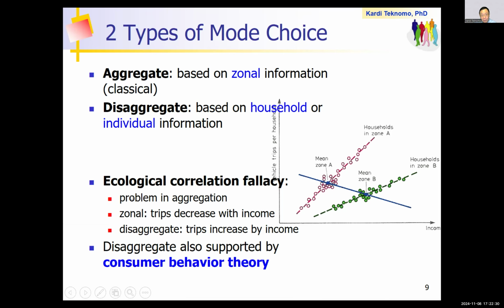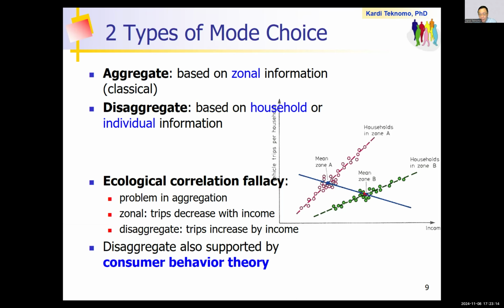This is what is called the ecological correlation fallacy. If you use trips on the zonal information, from one zone to another, you basically get the mean, the average. You aggregate first, and then you get this point in blue. This is the point that you put, and this is the next point in another zone. There is a possibility that when you connect these, the tangent is negative.